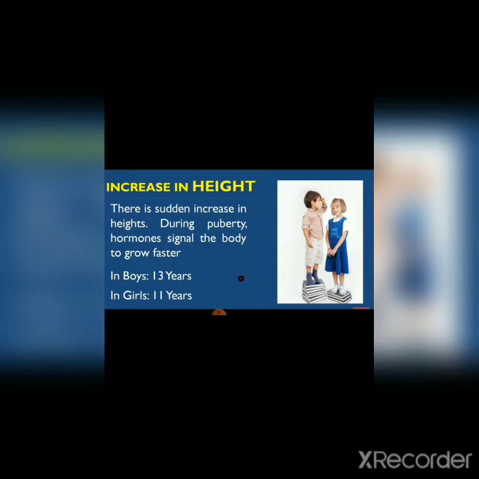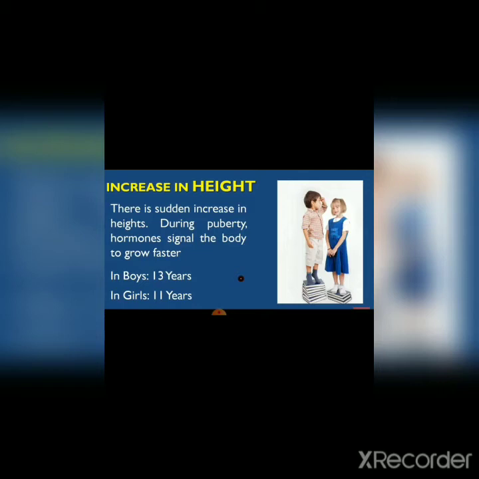But initially it shows in the leg and arm bones, right, which makes a person tall, due to which any person starts to look tall to us, isn't it? So during puberty, hormones signal the body to grow faster, because at puberty time hormone secretion is also increased, right.